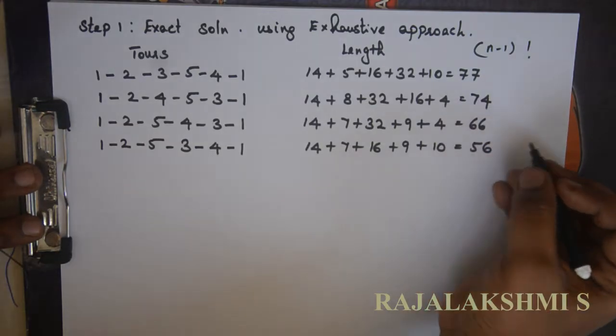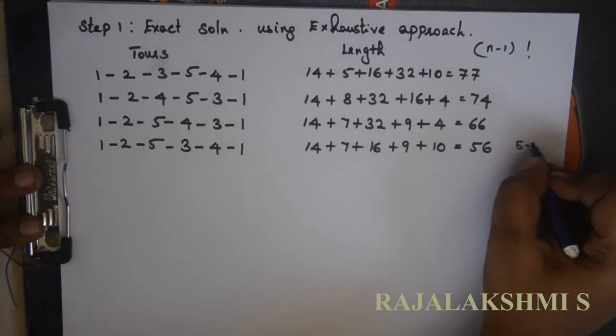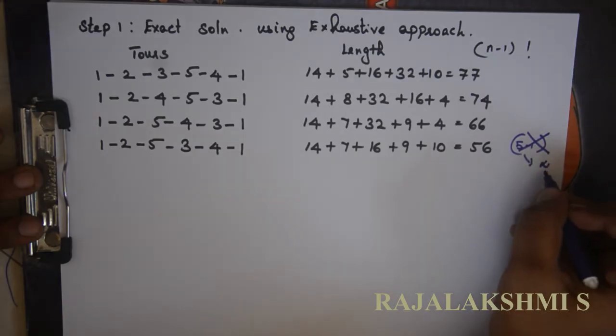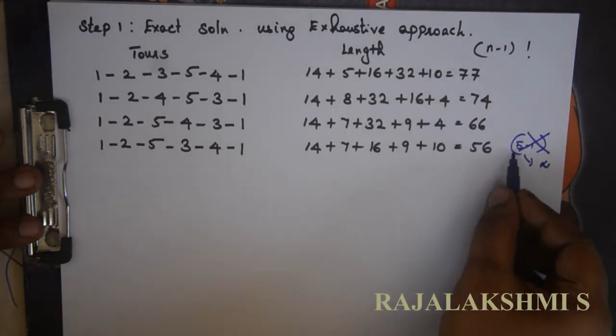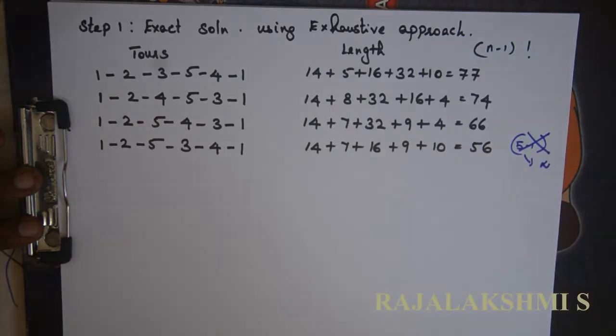If we look at the matrix, we do not have any edge for 5 to 1. Such a combination cannot be taken because the distance from city 5 to 1 is given as infinity, which means there is no connection between these two cities. So we should not consider that for the permutation.